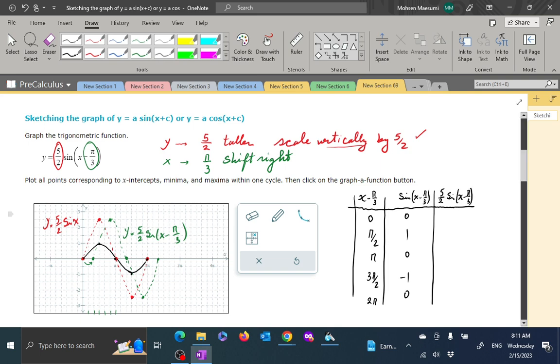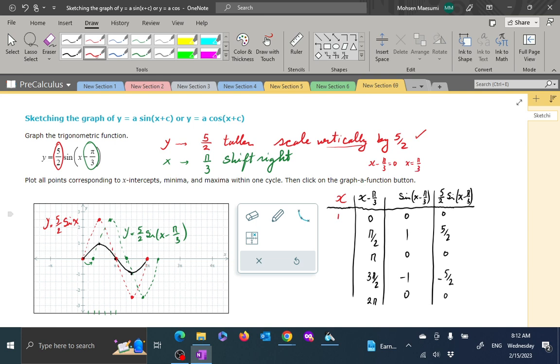So what does that mean? I have to multiply every quantity by 5 halves. So I just multiply 5 halves times 0, and this is 0. Just as importantly, the question is, well, what are the x's that I'm going to use? What should x be so that x minus pi third becomes 0? So all that you have to do is to set x minus pi third equal to 0 and solve that. You get x equal to pi third. So it's going to be pi third. And then you repeat this process for each of these 5 points.